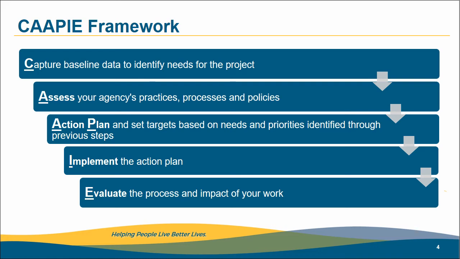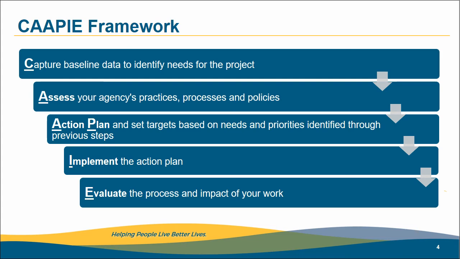A stands for assess. That's where your organization will do a self-assessment to reflect on the policies, practices, procedures, and processes that your organization has in place related to each of the strategies. After the C and the A, you'll be able to do the AP portion of the CAAPIE framework, which is the action plan. During the action planning phase, you'll set action steps for each of the grant strategies and also set targets so that your organization has a roadmap for how to progress on each of the grant strategies, ideally to meet the intended outcomes of those strategies.